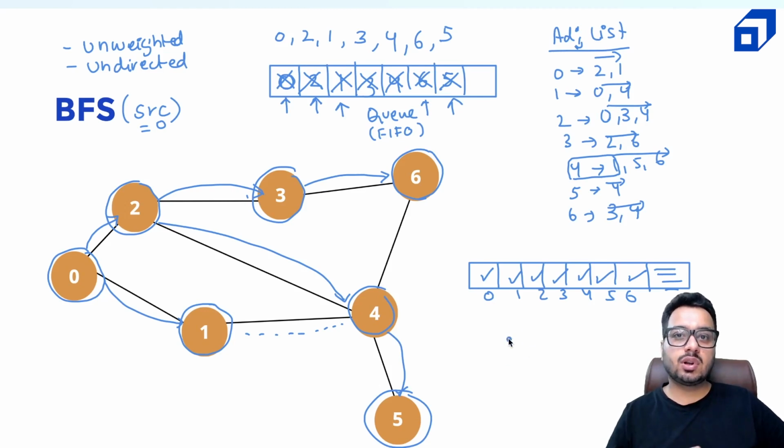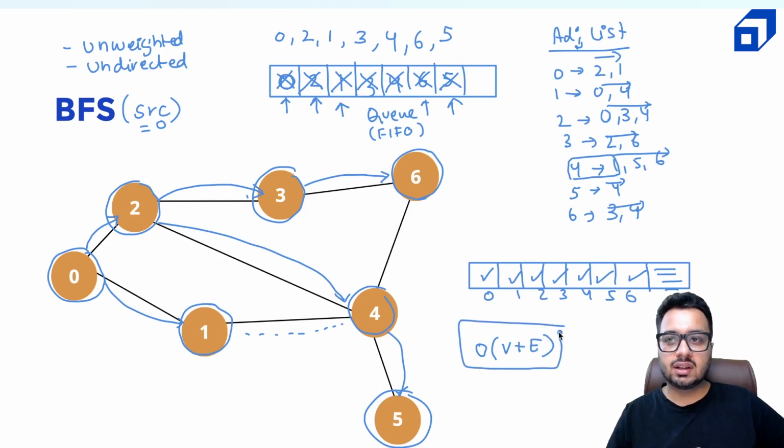So if I talk about the overall time complexity of this algorithm, it will be linear in terms of number of nodes and number of edges. This is what we are doing, right? So I hope you have understood the basic BFS idea. Next, we will look at the implementation and code this algorithm.